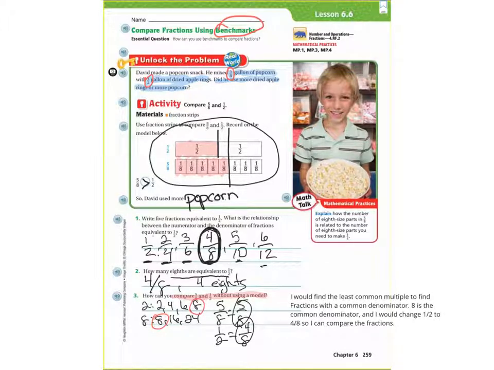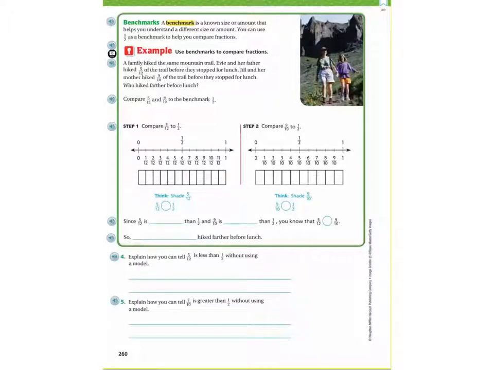Cool. Now let's go ahead. I'm going to do a little bit of a magic trick here, and I'm going to find my other page, which is page 260, and there it is. Look at that.